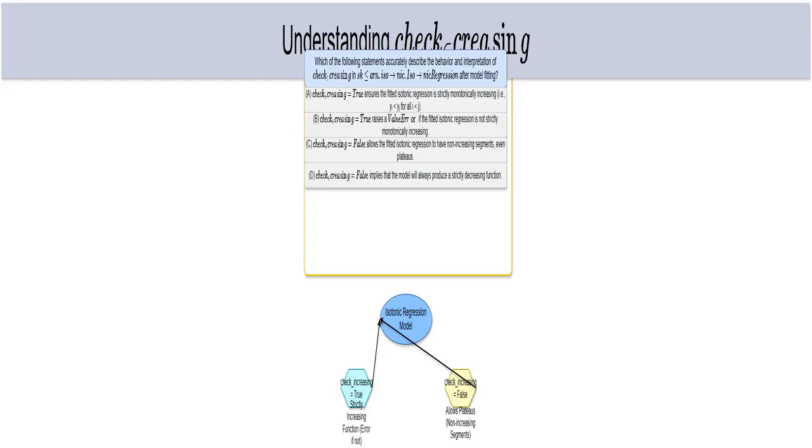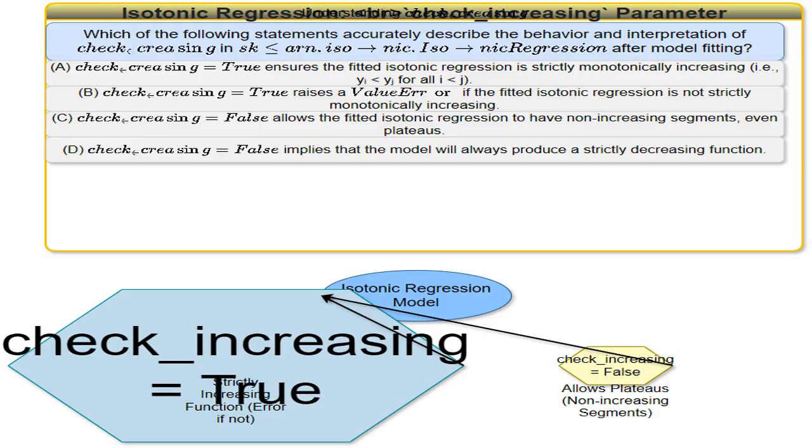I'll explain the `check_increasing` parameter in scikit-learn's `IsotonicRegression`. It controls whether the model strictly enforces a monotonically increasing function or allows for plateaus, where the function remains flat for a range of inputs. Think of it like this: a strict uphill climb versus a hike with some flat stretches. If you set `check_increasing` equals `true`, the model will only accept a perfectly increasing function. If, after fitting, the model finds any decreases or even flat sections, it will throw a ValueError. This ensures your function always goes strictly uphill.